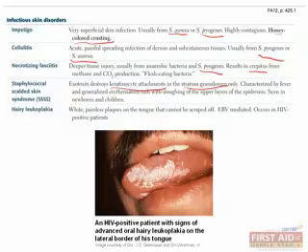This lesion occurs as a result of Epstein-Barr virus, and is often a sign of underlying immunocompromise, such as HIV or AIDS.